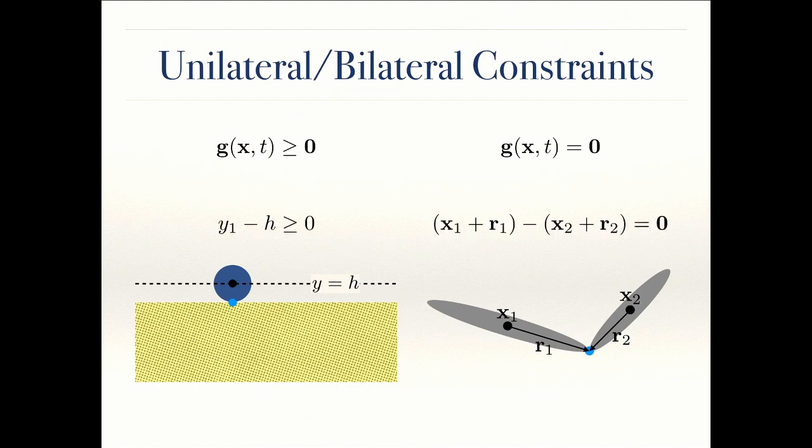And here's specifically what those 2 examples might look like. There are other ways we could write them too. On the left, the height of the ball is constrained to be greater than or equal to h. So if I move everything over to the left-hand side, that's y1 minus h is greater than or equal to 0. And on the right, the point on the first body, x1 plus r1, is constrained to be the same as the point x2 plus r2. If I move everything over to the left-hand side to get a 0 on the right-hand side, it looks like the vector between those 2 points has to be 0.